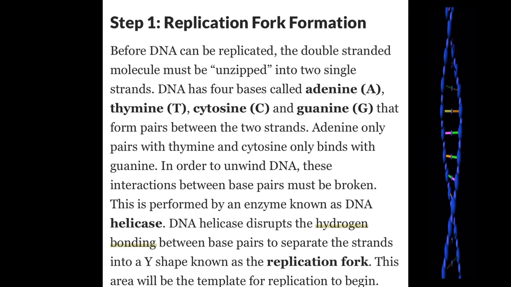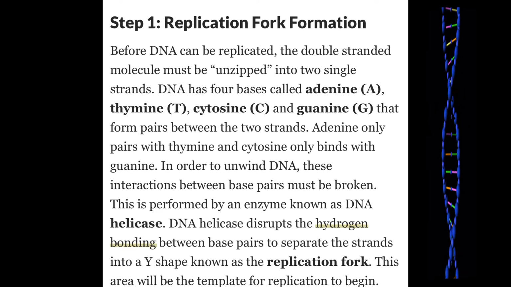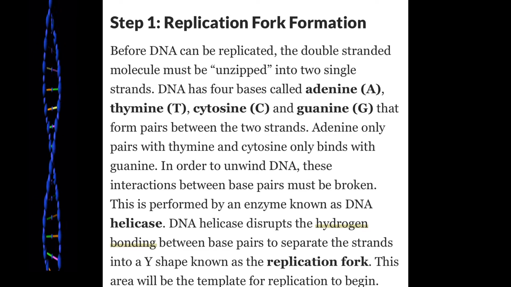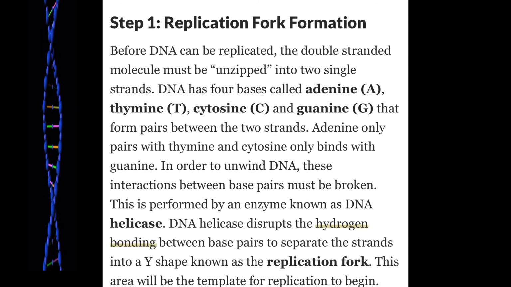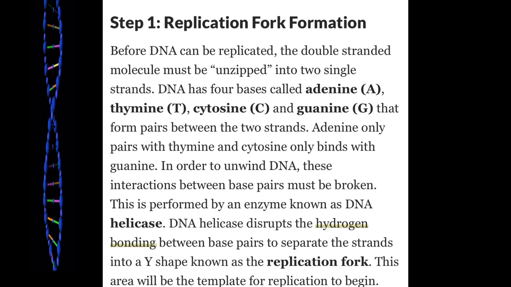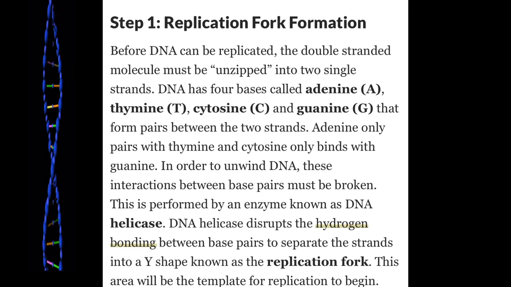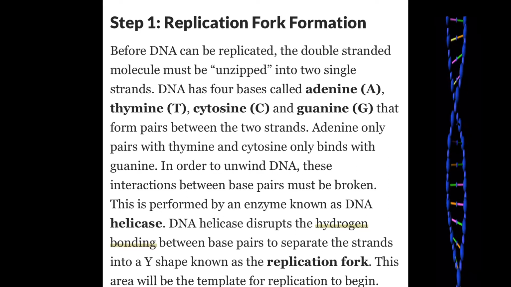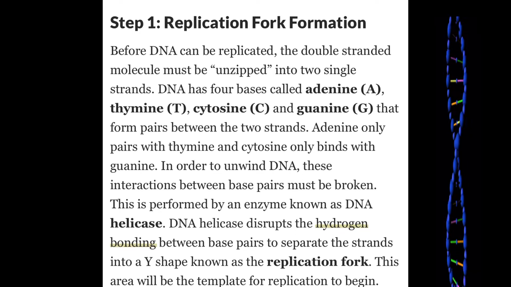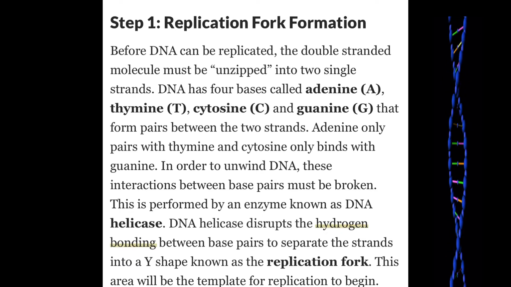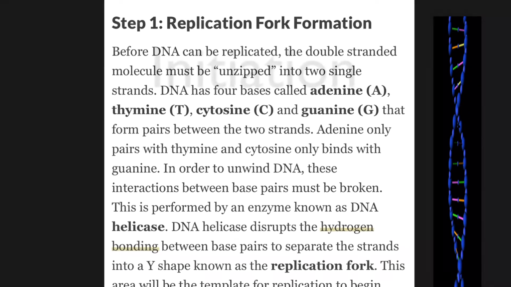In order to unwind DNA, these interactions between base pairs must be broken. This is performed by an enzyme known as DNA helicase. DNA helicase disrupts the hydrogen bonding between base pairs to separate the strands into a Y shape known as the replication fork. This area will be the template for replication to begin.